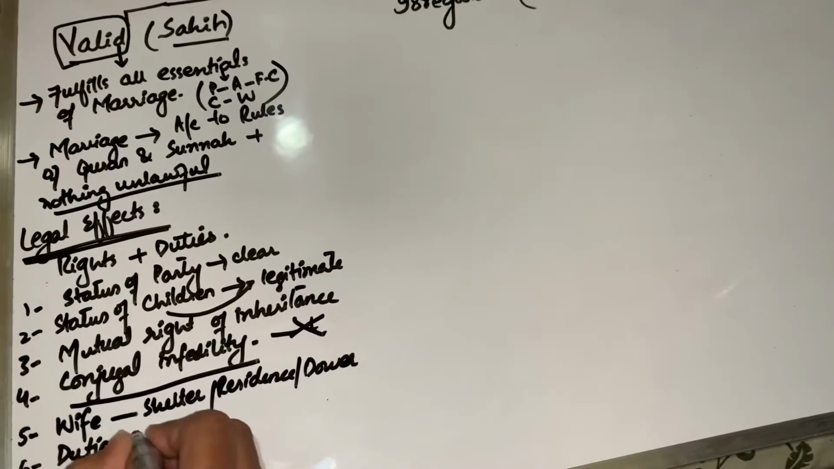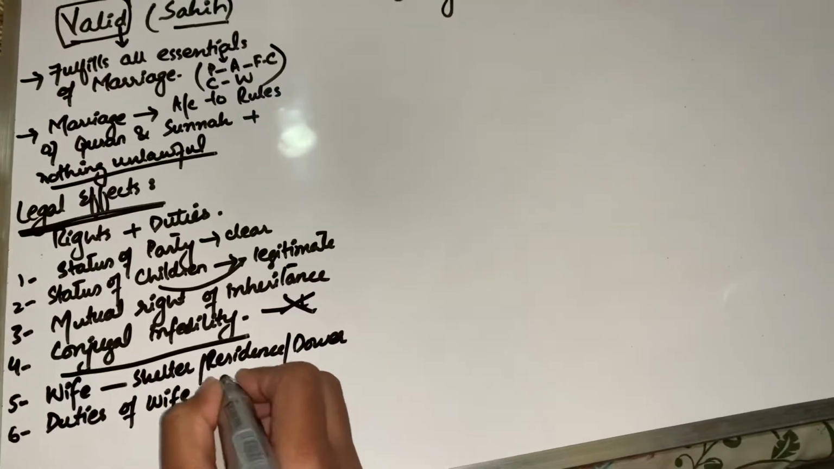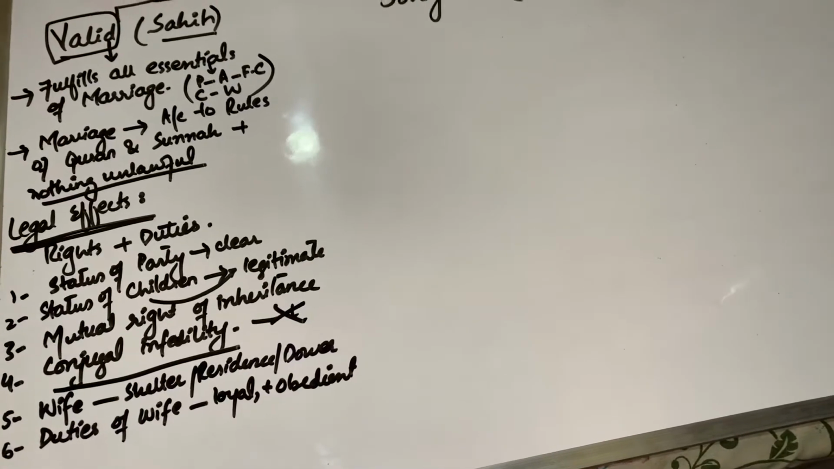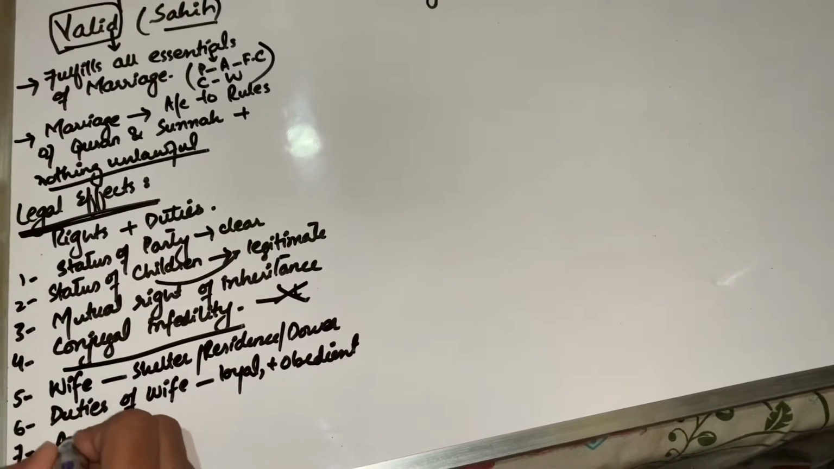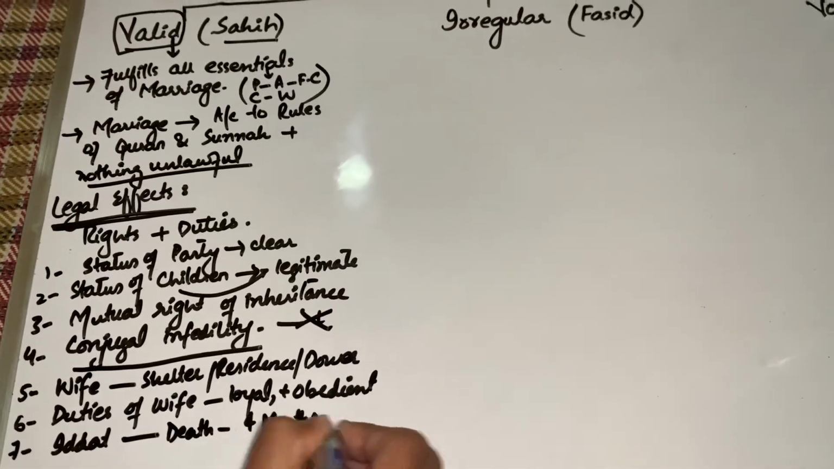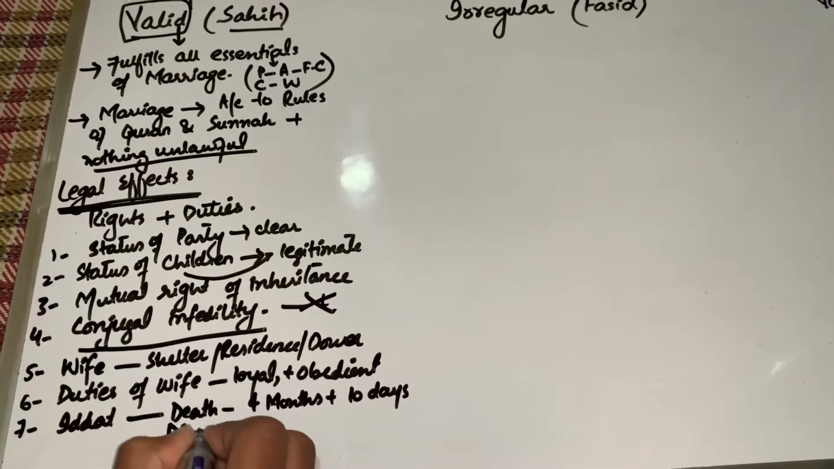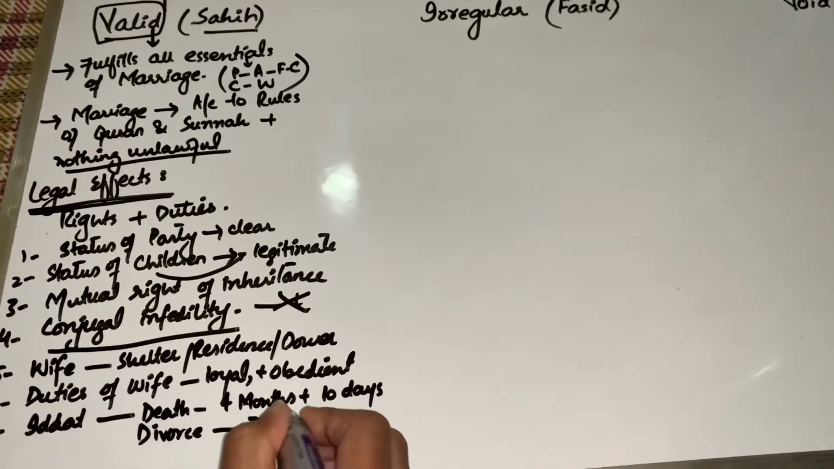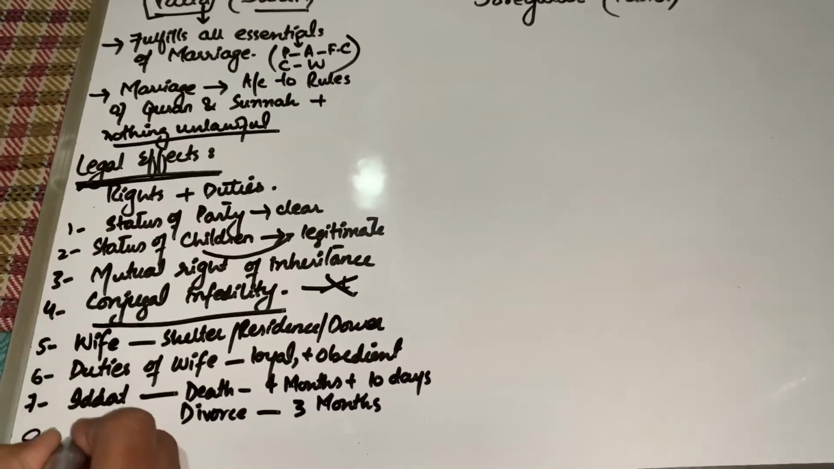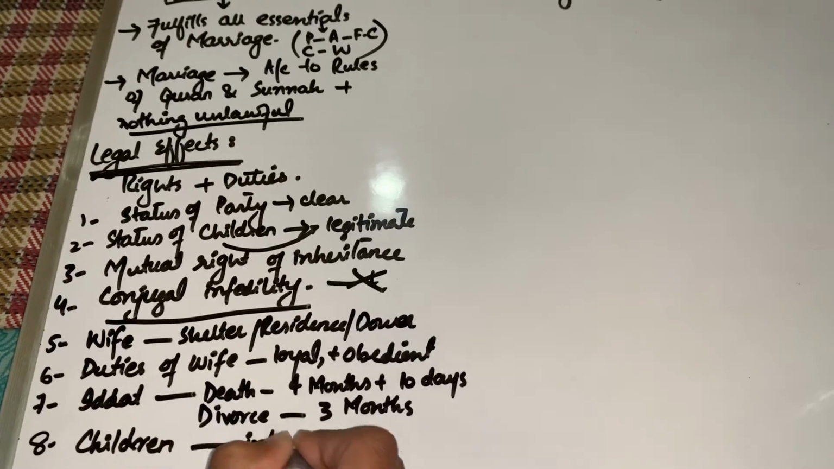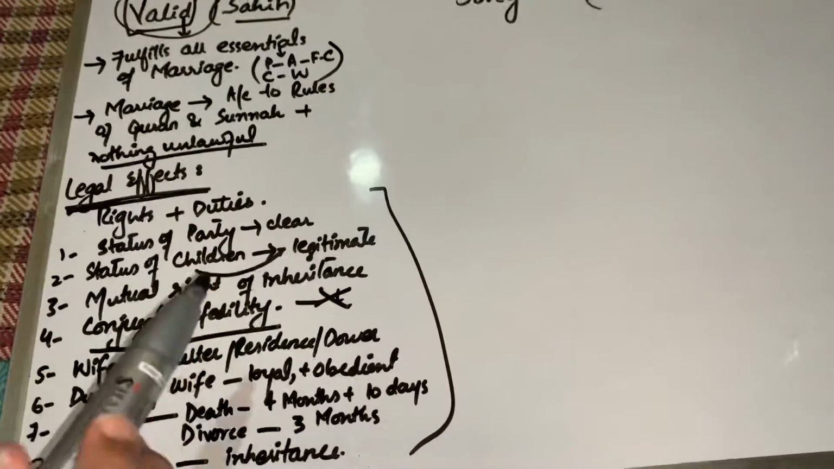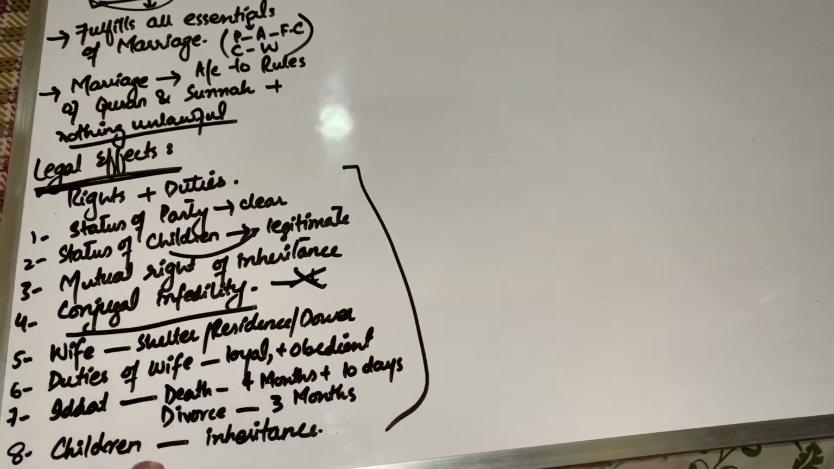And the duties of the wife, which are the main essential: she must be loyal, she must be obedient, and she is bound to follow the reasonable commands and demands of her husband. Next is iddat. The wife is bound to observe iddat in case of dissolution of marriage. Observance of iddat in case of death of husband will be 4 months and 10 days, while in case of divorce it will be only 3 months. And the last one is children are entitled to inheritance. These are the legal effects which the valid marriage creates.